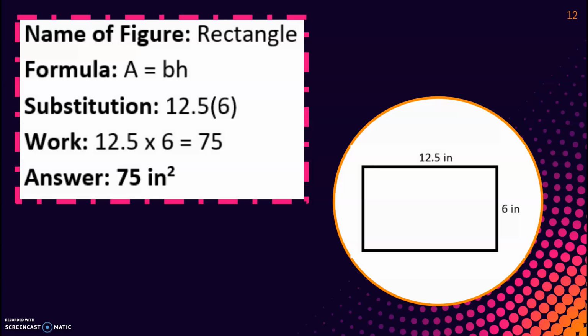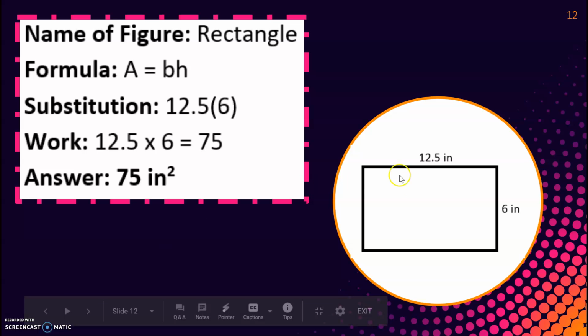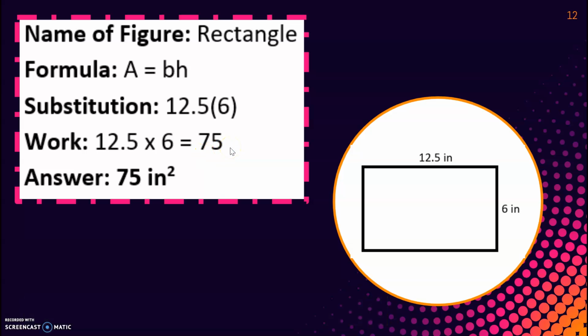Okay, the next one is a rectangle. This one, again, is pretty simple. So our area equals base times height. So our base, remember, even if it's up at the top, we know that this length is going to be the exact same right here. So our base is 12.5 times our height of 6. So 12.5 times 6 would give us 75. So the area for a rectangle is 75 inches squared.